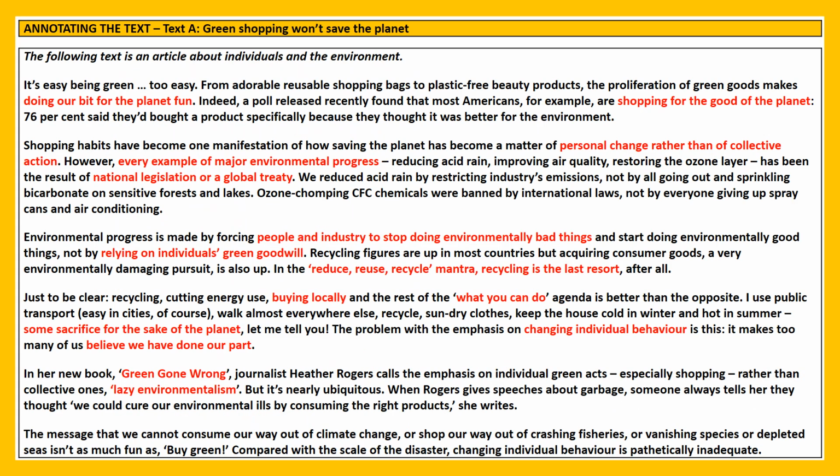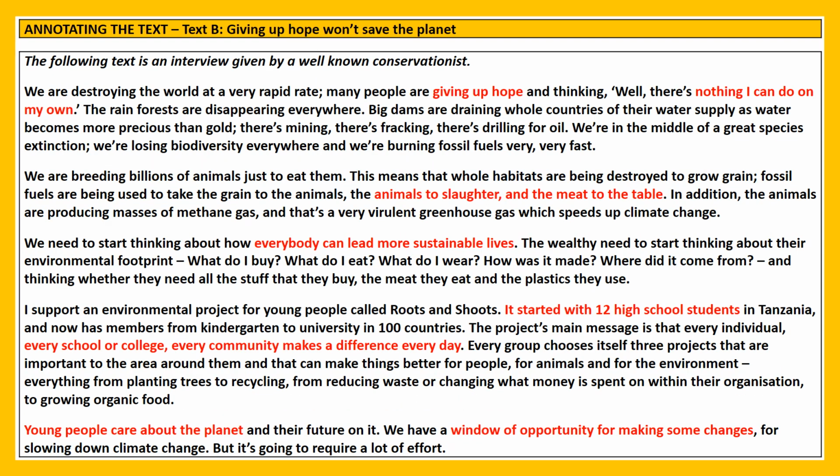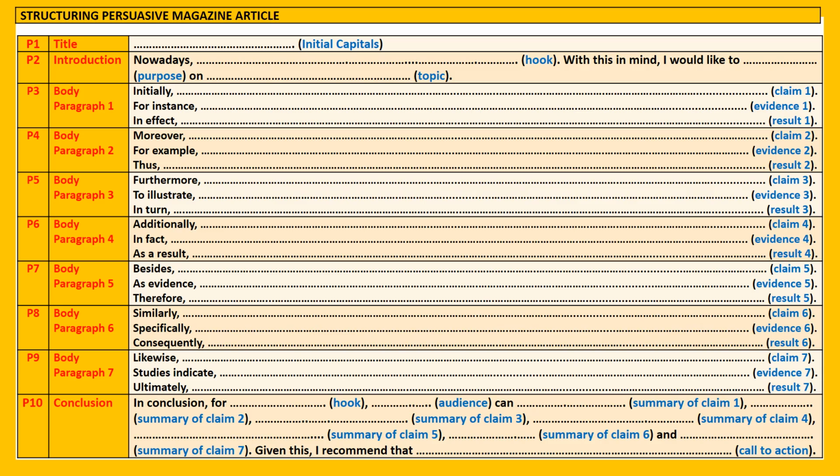Examine text A and provide annotations that emphasize evidence or information pertinent to the central focus of the topic. Similarly, read text B carefully and annotate the document to emphasize evidence or information pertinent to the central theme of the topic. Here is a guide to structuring your persuasive magazine article.